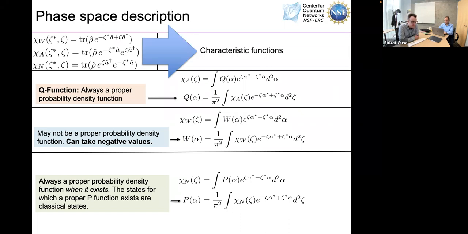Now, the last one, the P function, is not always a proper PDF. It can be derivatives of some Dirac delta function, or negative, or imaginary. And as I said before, if it is a proper PDF, then the state is classical, and that goes the other way around. If the state is classical, then the P function is always a proper PDF. Okay.